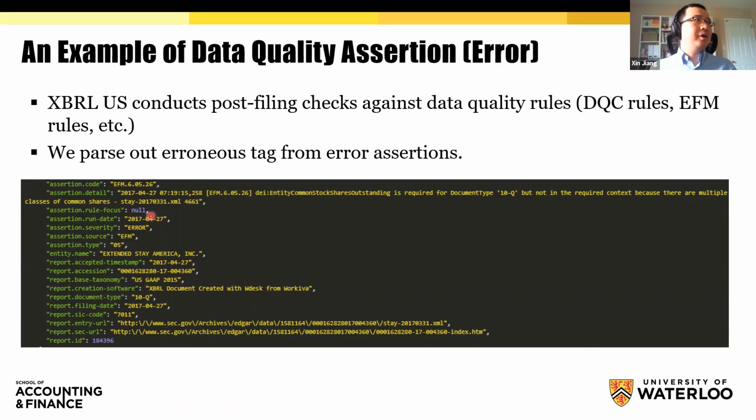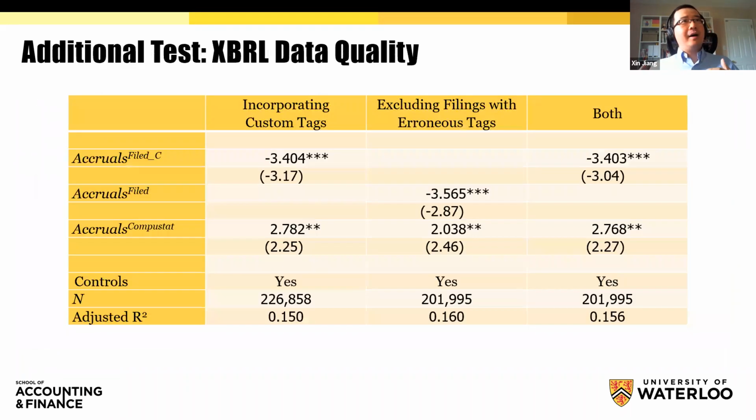So this is an example of the error message generated from XBRL US. And in this example, this tag, entity common stock shares outstanding, is considered the erroneous tag. There are millions of error messages out there from XBRL US. So as you can see from this table, our results are quite robust after we incorporate custom tags into the calculations and after we exclude any XBRL filings with any type of errors.